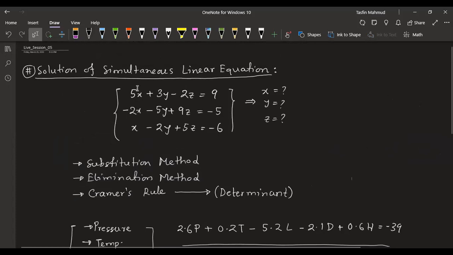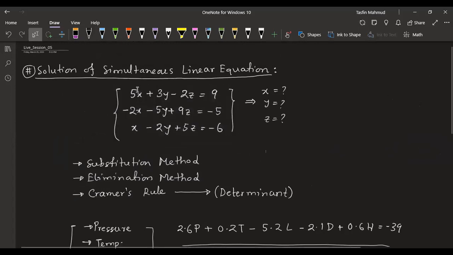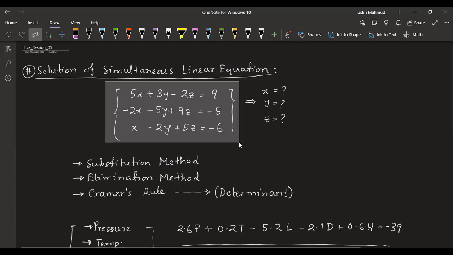Okay, by the way, we are calling this a linear equation system because the power of the unknowns will remain 1. Okay, we won't get something like x square or x cube or y square y cube. As we are considering linear equations, the power of the unknowns will be maximum 1. Okay, not more than 1.